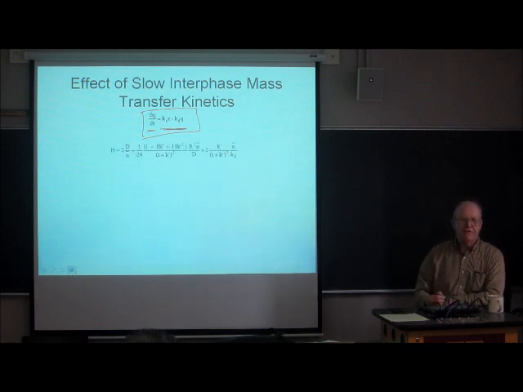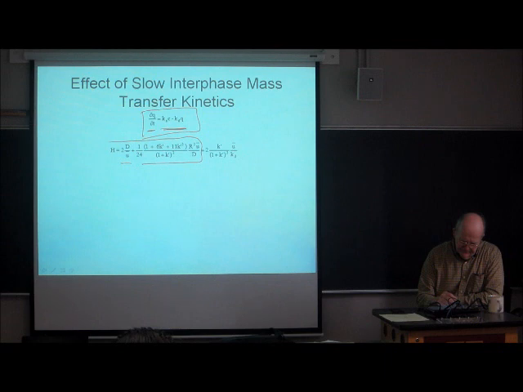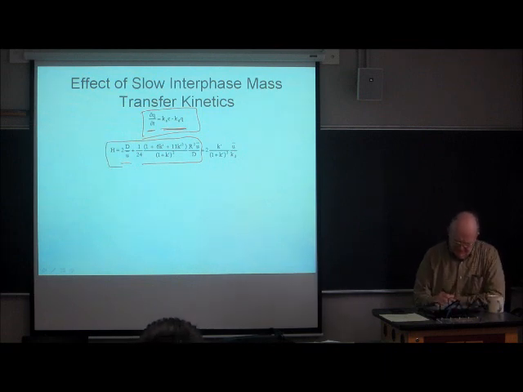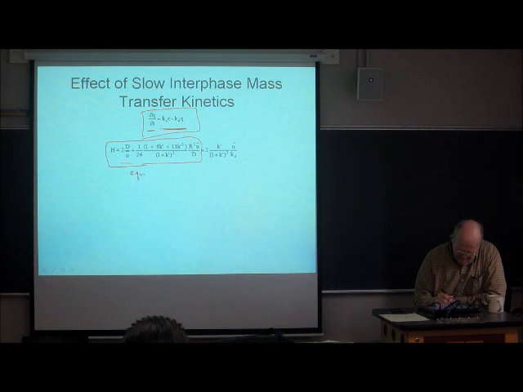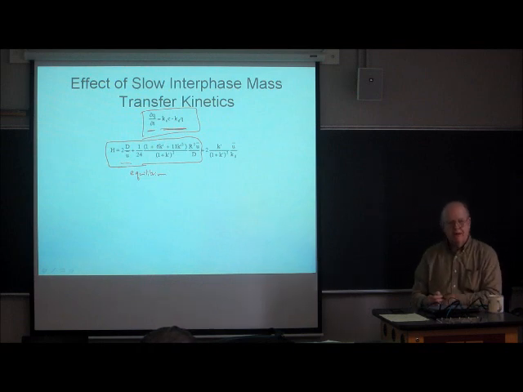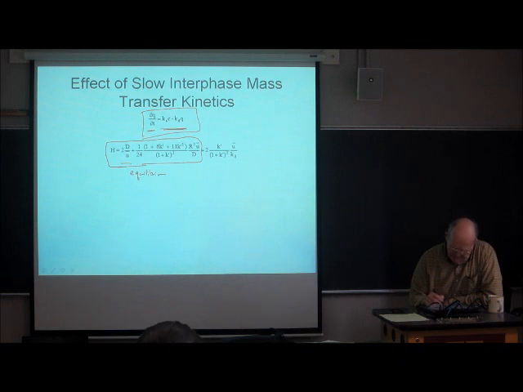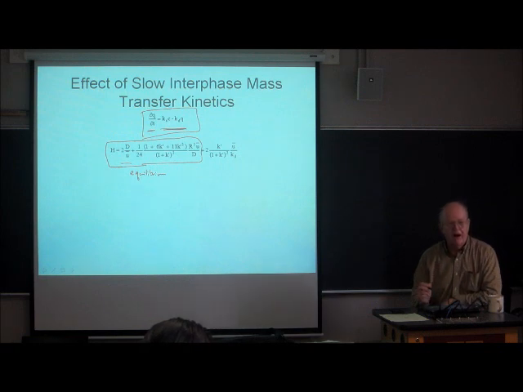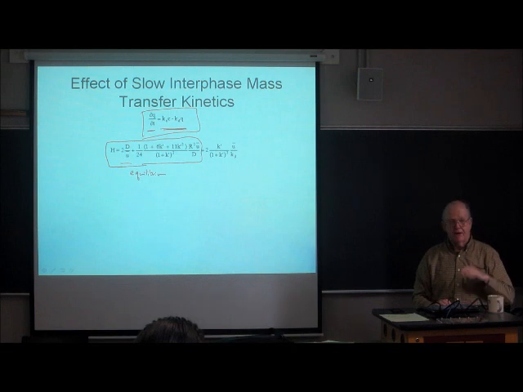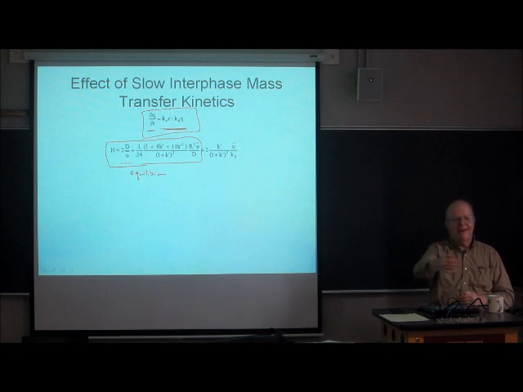The HETP that results has exactly the same first two terms as when we assume equilibrium. But there's a new term that corresponds to this slow transfer in the stationary phase, and it's 2k prime over (1 plus k prime) squared, times the average velocity divided by the non-equilibrium constant, the Kd, the desorption rate constant, the rate constant for the solute to get out of the stationary phase.